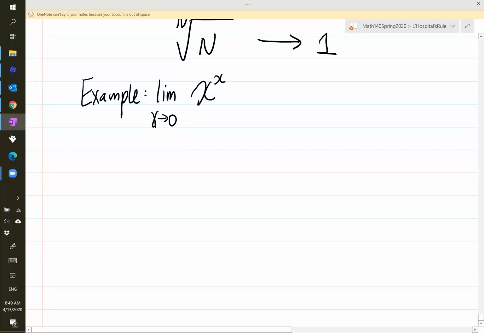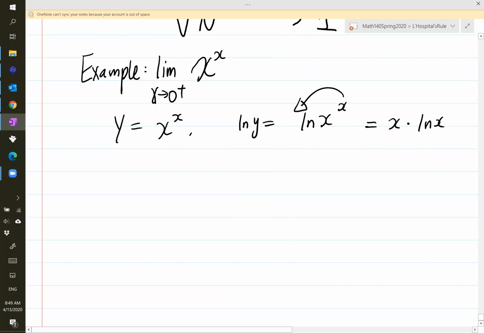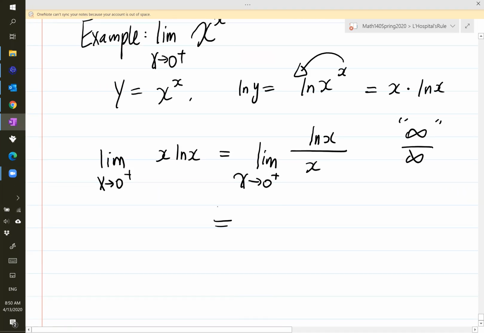Now the exponent and the base are both functions of x. So what we do is we apply ln. Let y be x to the power x. Then ln y is ln of x to the power x. Then we factor out this x and get x multiplied by ln x. So we get a product. Here x approaches 0 from the right. Now we did this example, x times ln x as x approaches 0. Remember, we flip x, and this is infinity over infinity. Then we apply L'Hopital's rule.